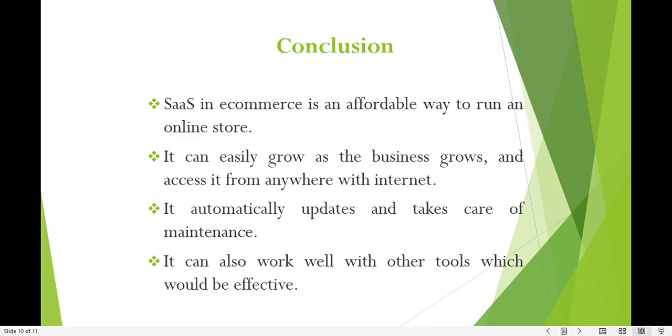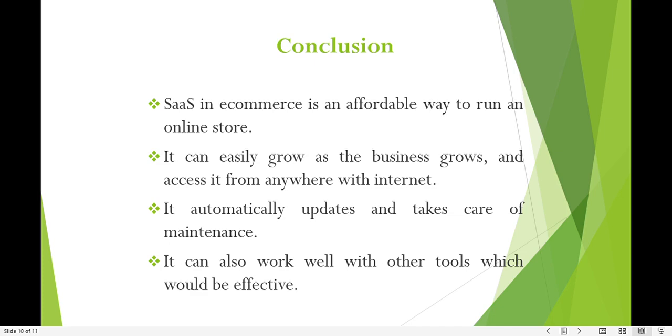SaaS is an inevitable way to run an online store. Software as a service for e-commerce is an inevitable way to run an online store. It is easy to grow as a business and access it from anywhere with the internet. This is the major key point, the second point. It is easy to grow as the business grows and access it from anywhere with the internet.